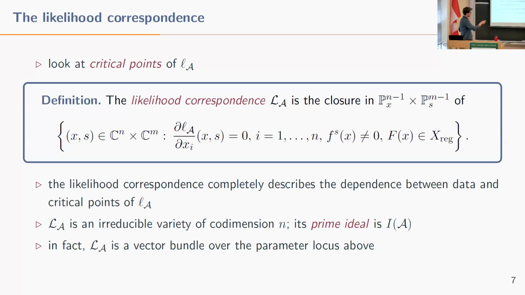And in fact, if you only look at the parameter locus inside C^n, such that you have smooth points, then L_A is a vector bundle over this parameter locus. So globally, L_A is not a vector bundle. If you take this closure, it's not a vector bundle anymore. Here it's just an affine vector bundle in this case.